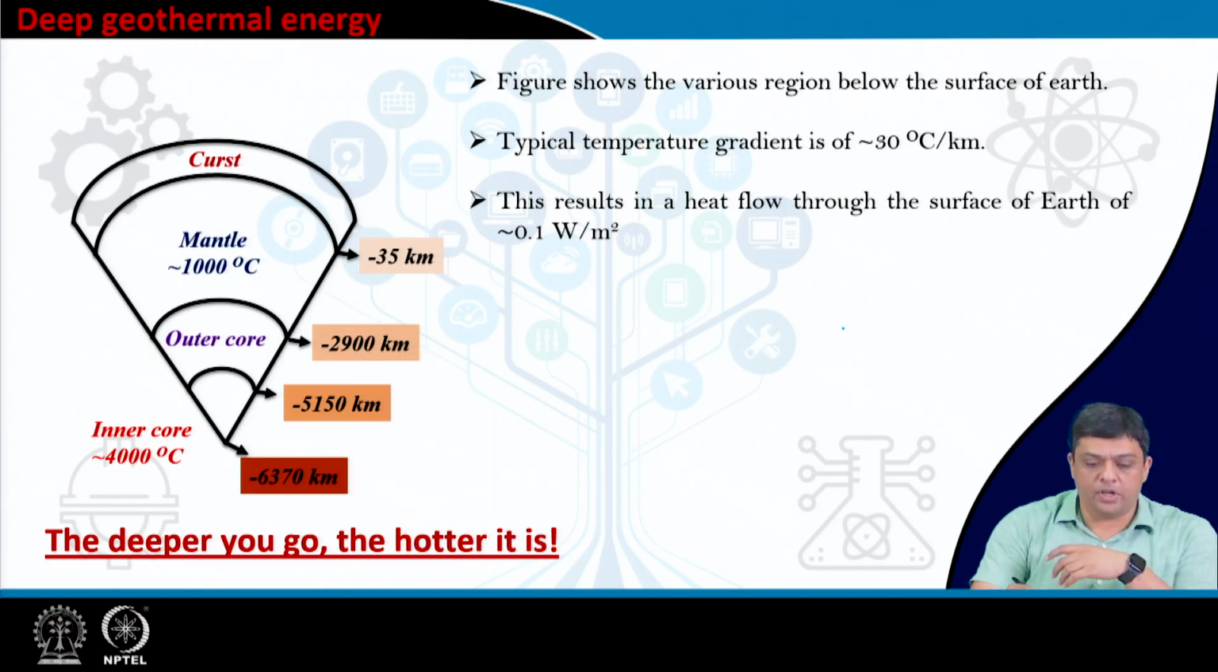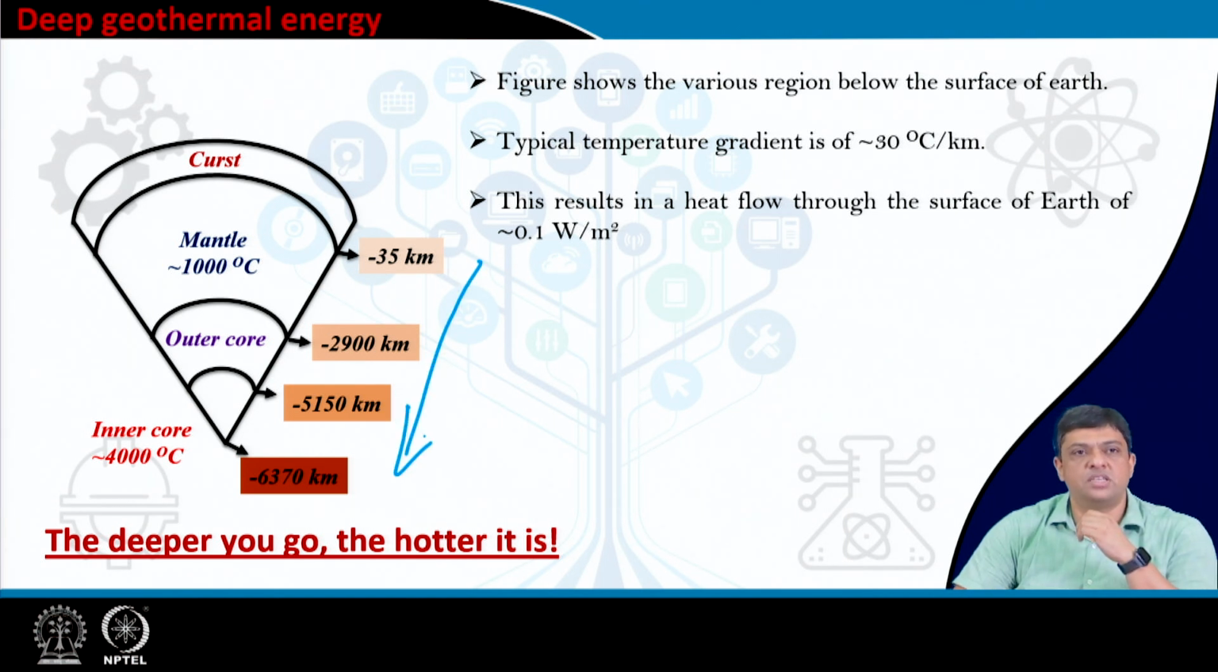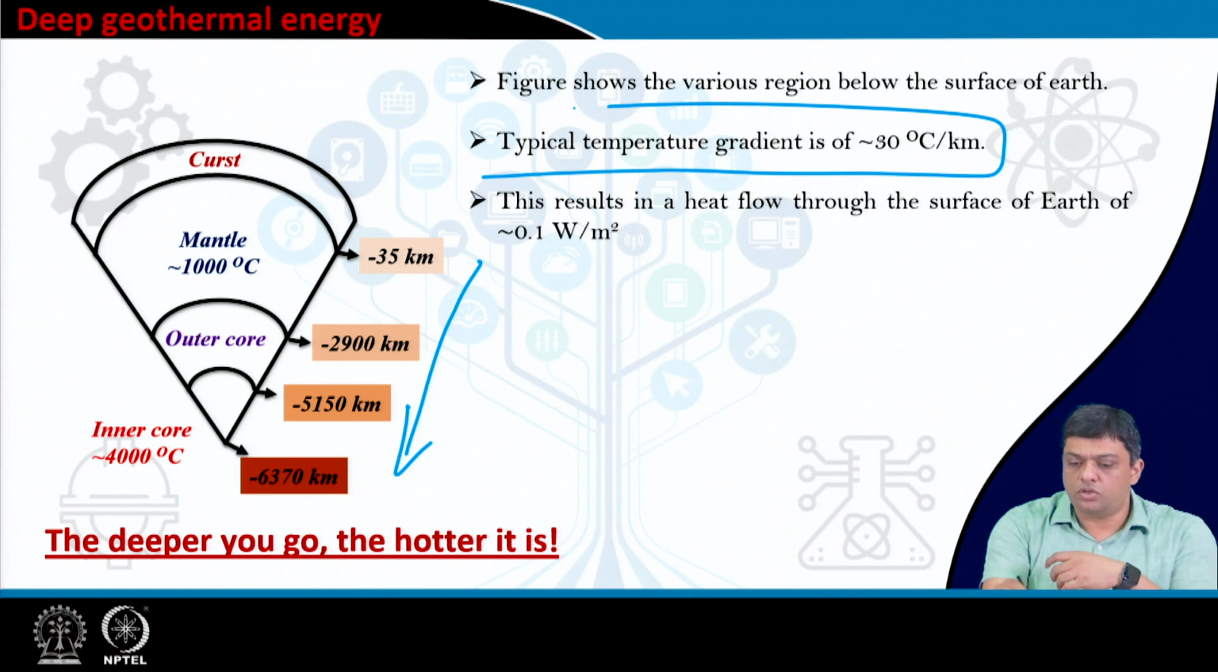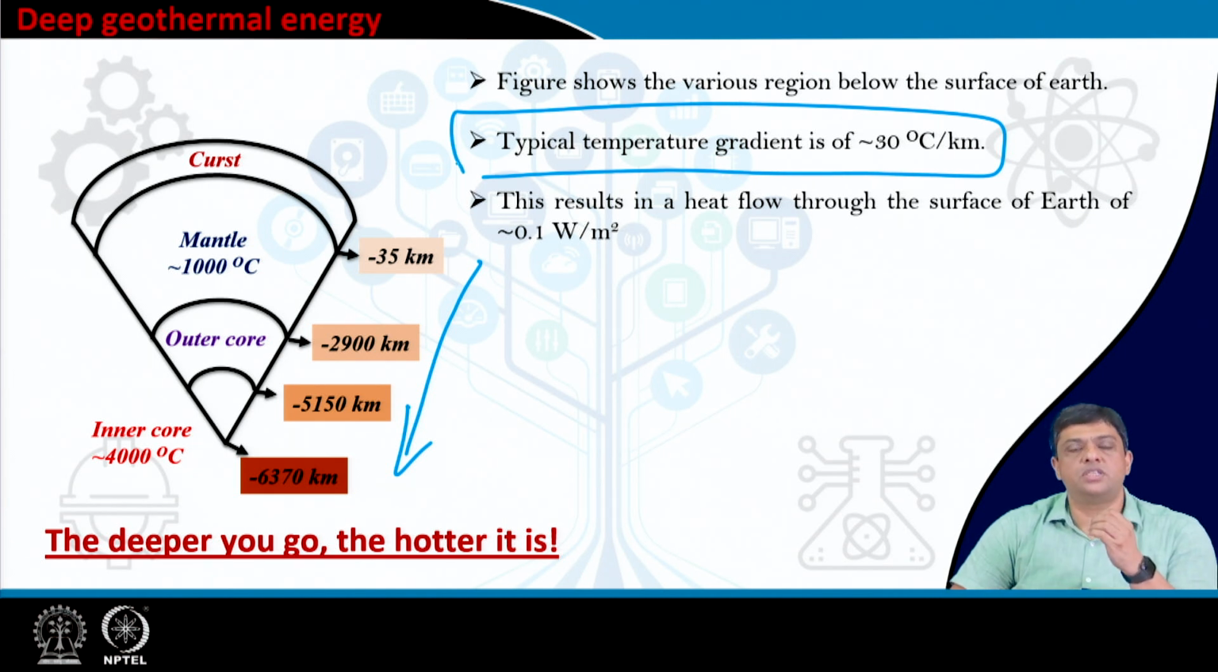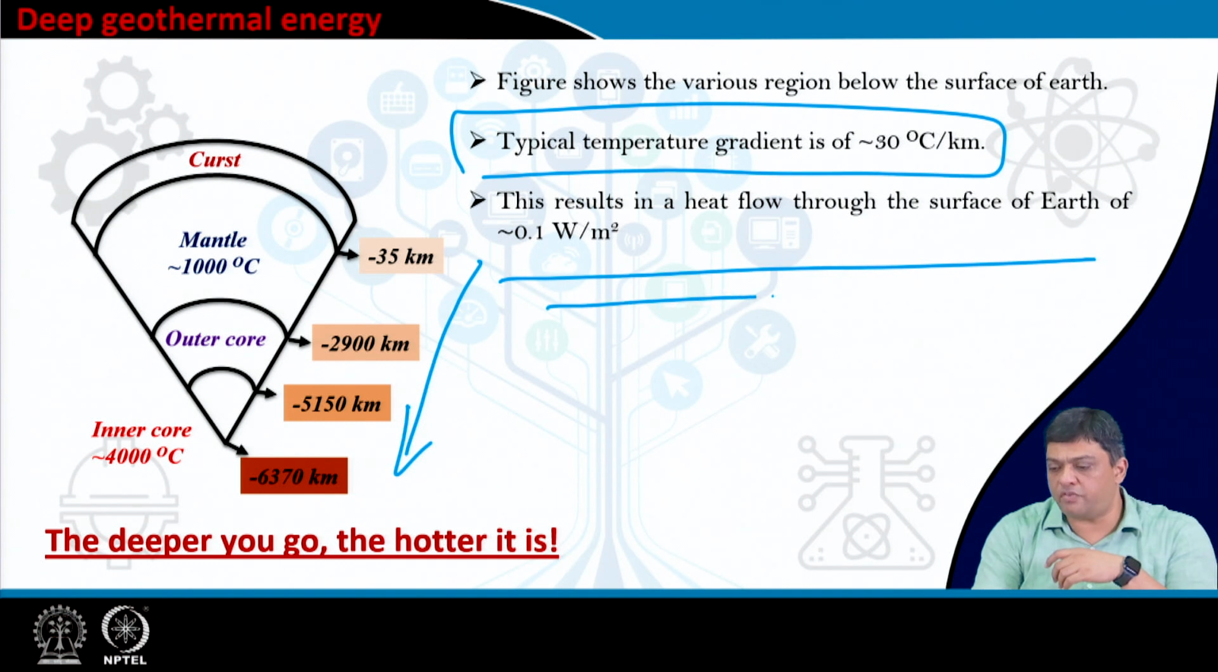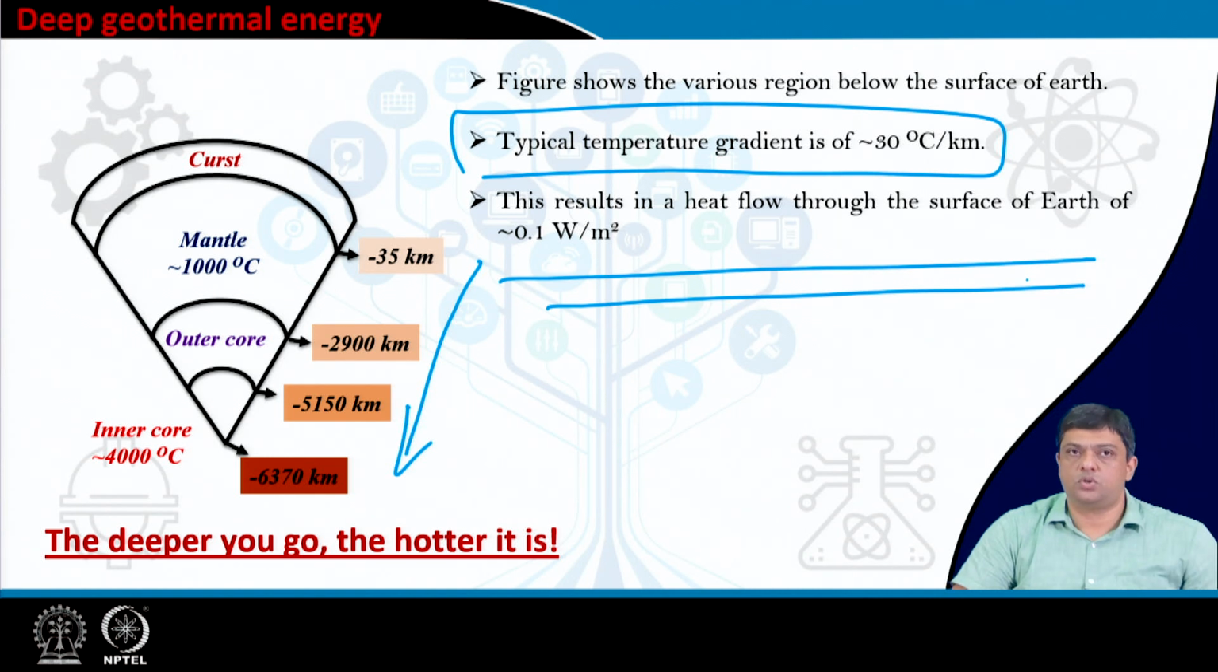This is a typical example. If you see, as you go below the earth's surface, then the temperature increases. The deeper you go, the hotter it is. And the typical gradient is 30 degrees per kilometer. So, if I go 1 kilometer below the earth's surface, you will find that the temperature has increased by 30 degrees or so, and this results in a heat flow through the surface of the earth at a rate of 0.1 watt per meter square.